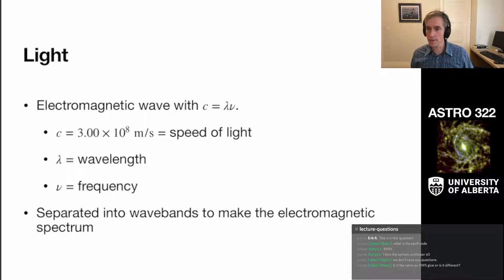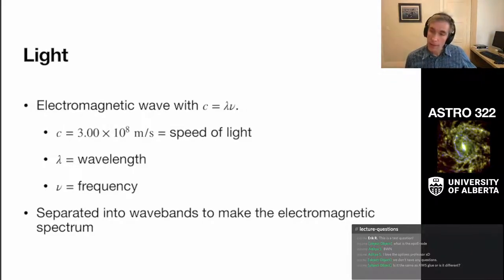c equals lambda nu, and we'll use nu as the frequency in this class, not f. We've got that variable coming later. So we use c equals lambda nu, and c is the canonical speed of light in a vacuum. This is 3 times 10 to the 8th meters per second, and you probably already know that, which means that you've memorized one of the 13 numbers that I would really like you to know by heart as you go through this class.